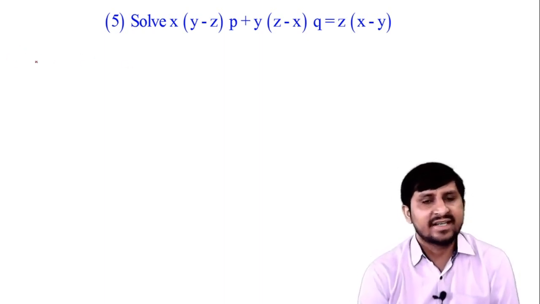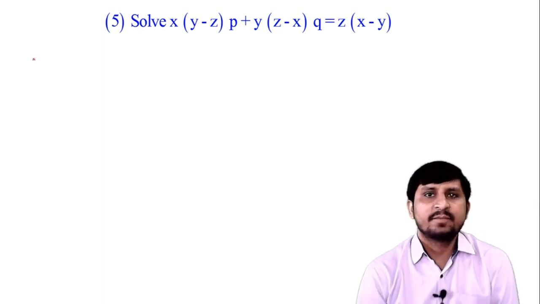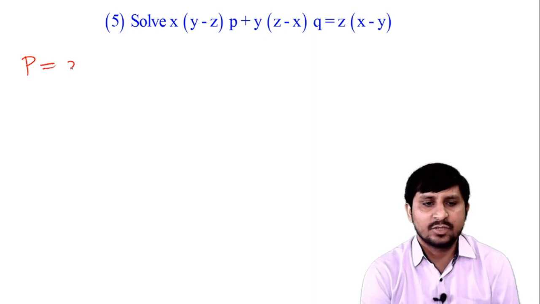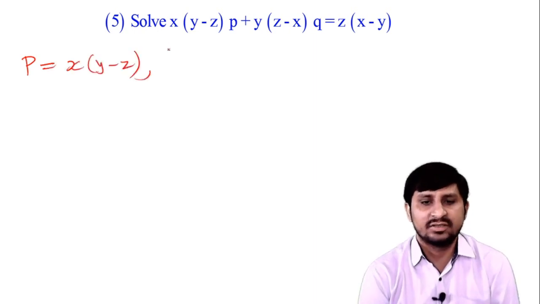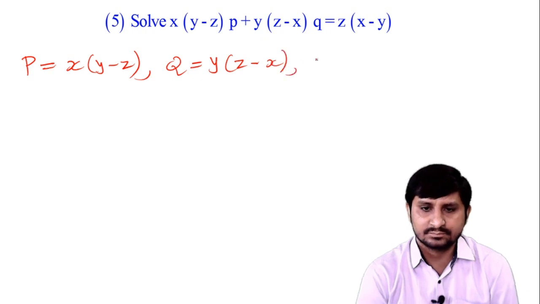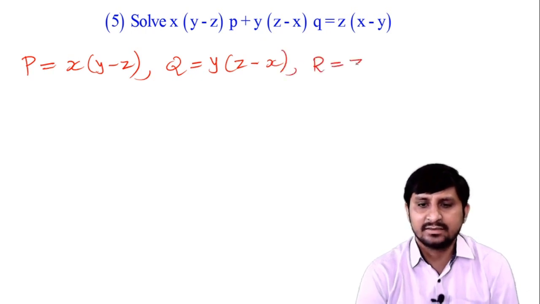As I told you, we can use the multipliers method. How can we use the multipliers method? So capital P is equal to x into y minus z. I will write all these terms once again. Capital Q is equal to y into z minus x, and capital R is z into x minus y.